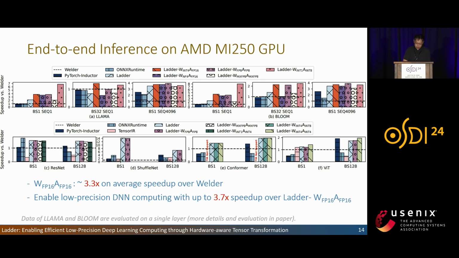We also evaluated Ladder on AMD GPU. Ladder achieves about 3 times speedup on average over Welder on FP16, while achieving another up to 3 times speedup when enabling low-precision computing.